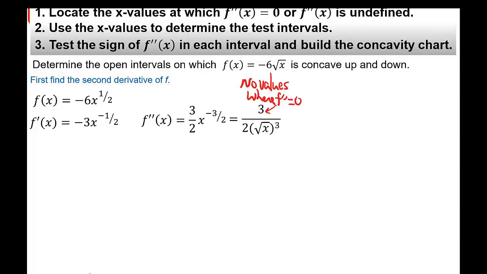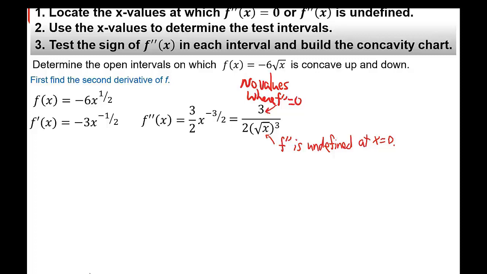The only way a fraction can be equal to 0 is for its numerator to be 0. Well, 3 is just 3. It's never going to be 0. So there aren't any values where the second derivative is 0, but because that square root dropped into the denominator, there is going to be a value where the second derivative is undefined, and that's at 0. If you try to plug 0 into the second derivative, you get an undefined value. But remember, step 1 says, under the guidelines, f double prime being undefined is one of the values that you need to use to determine your concavity.